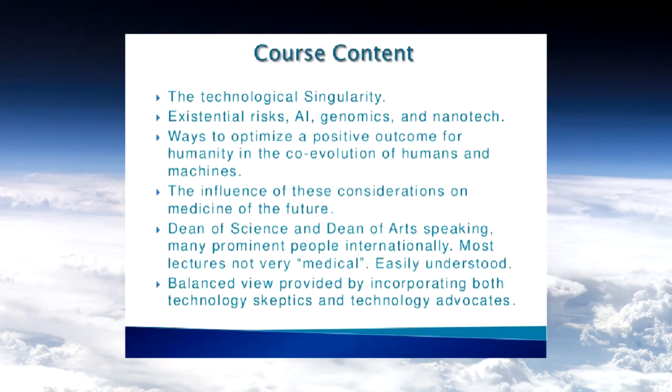The course content, as I said, is about many things, but it really is about technology and the future of medicine, and it really is about the technological singularity, that point in time when machines are smarter than we are and begin to take over the agenda of the world, and we can then only understand what's going on and only have an influence on it if we combine or merge with them in some way. We talk about existential risks, AI, genomics, and nanotech, ways to optimize a positive outcome for humanity in this coevolution of humans and machines, and the influence of these considerations on the medicine of the future.